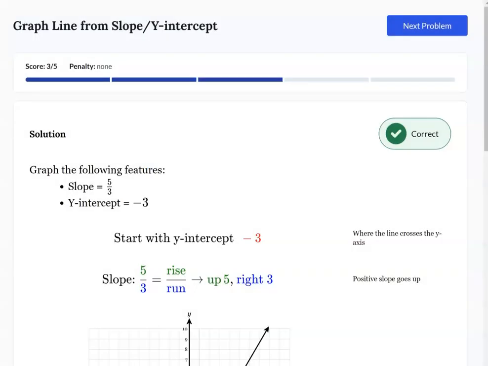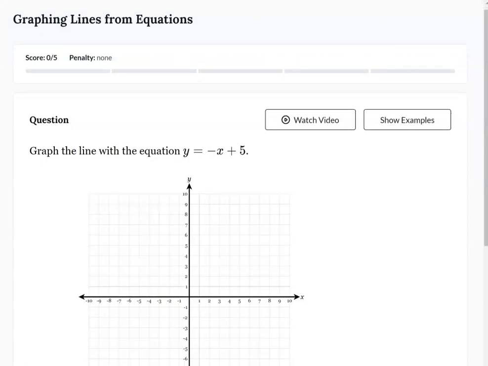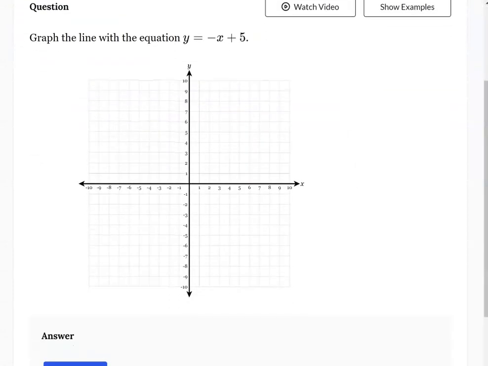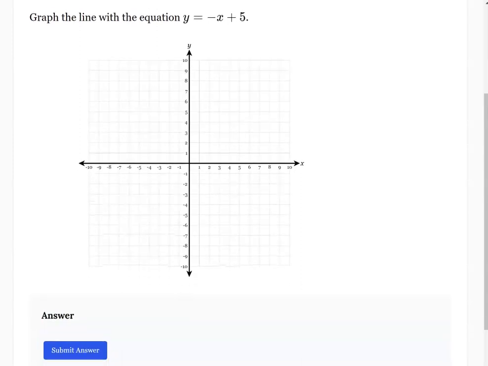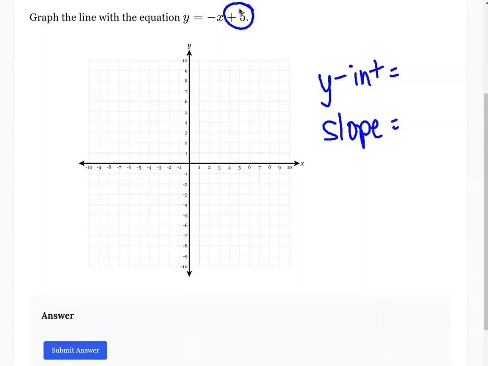Okay, let's take a look at the next topic, graphing lines from equations. Now this is the same skill as what we just did for the previous task, except they're not going to explicitly spell out for you which number is the y-intercept and which number is the slope. But you still need those 2 values in order to graph. The y-intercept is always the constant, and the slope is always the coefficient of x. If you don't see it, fill it in with a 1.